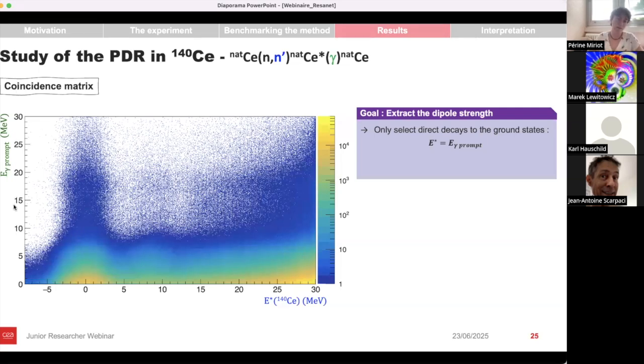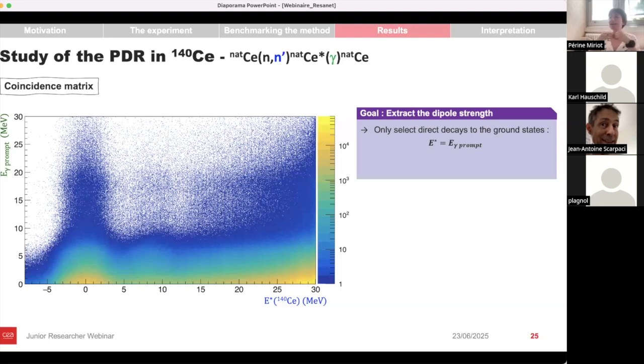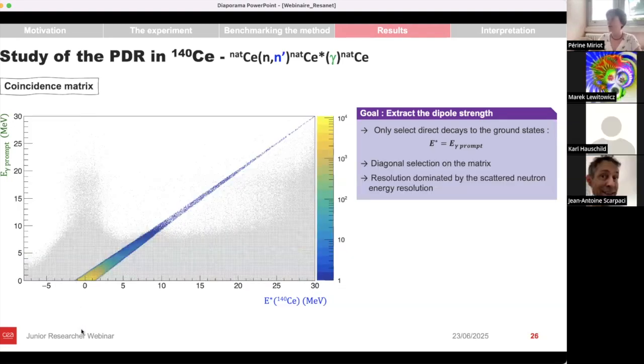It gives the gamma prompt energy as a function of the excitation energy. And in this study, we want to study the PDR state, so we only select direct decays to the ground state. And so for this selection, we have to take only events for which the excitation energy is equal to the gamma ray energy from the de-excitation of the state. And so this selection is made via a diagonal selection on this coincidence matrix, which is shown here. And the resolution of this diagonal is dominated by the resolution on the energy of the scattered neutron. And you can see that it changes with the excitation energy.